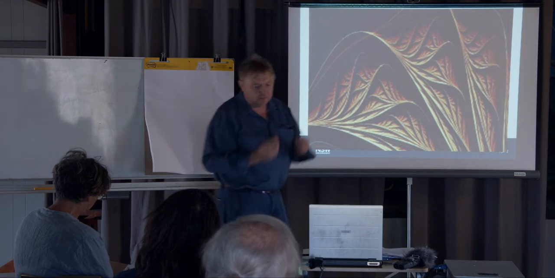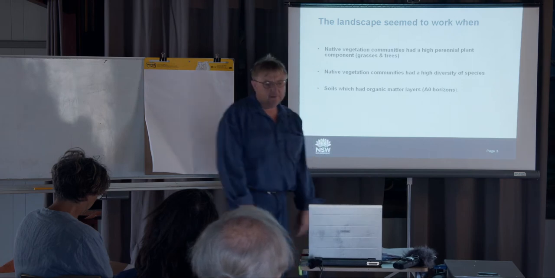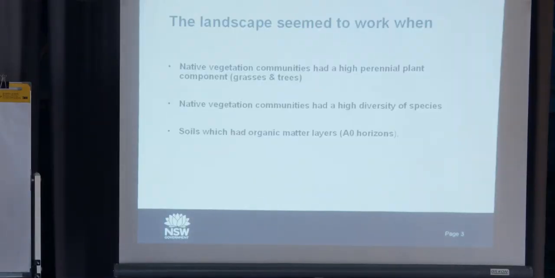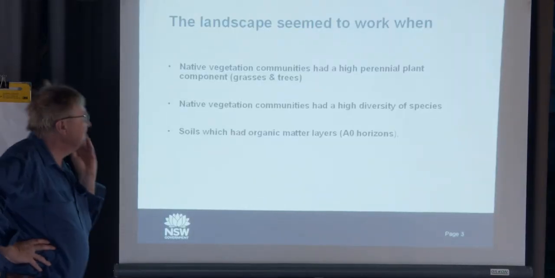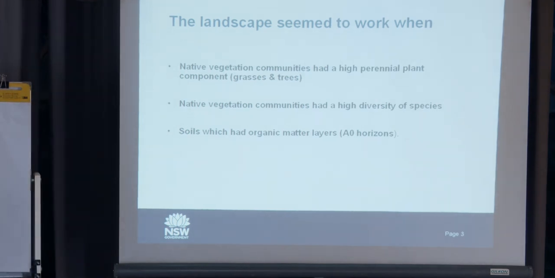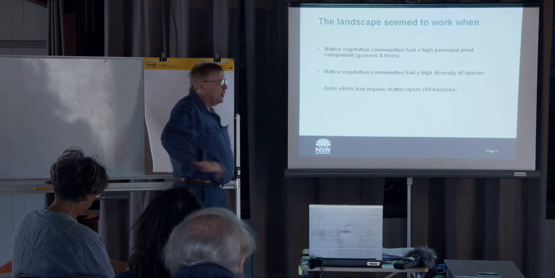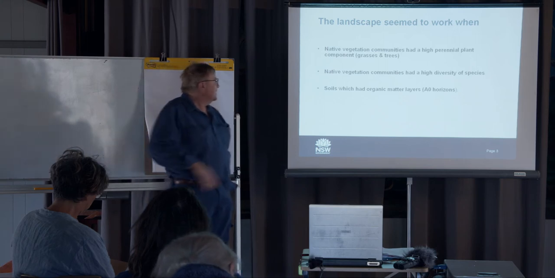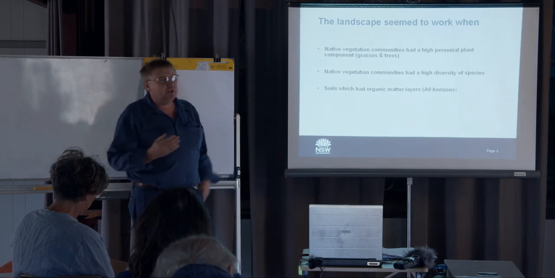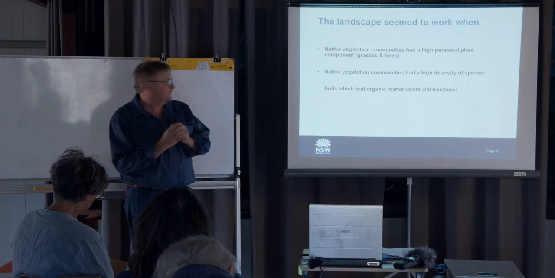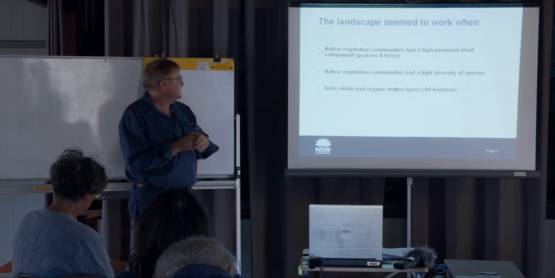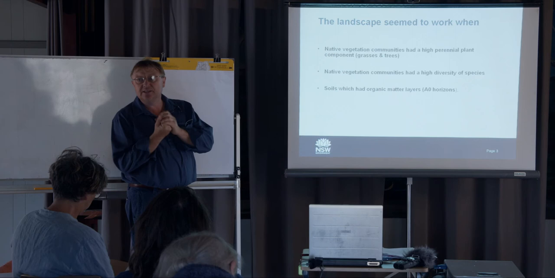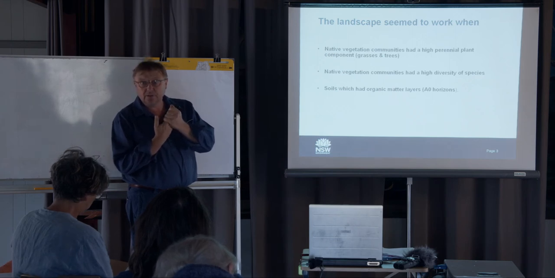Okay? So we need to talk a little bit about a landscape that didn't have salt and didn't have erosion. What did it look like? The landscape seemed to work 200 or so years ago in this part of the world when we had a high component of perennial plants in the landscape. When we had vegetation communities that had high diversity, lots of diversity. And particularly when we had soils which had organic matter layers, which soil scientists and agriculturalists call A0 horizons or A1 horizons.